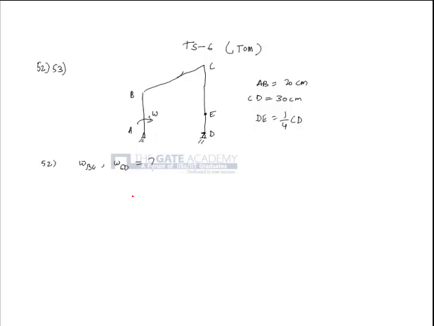Now consider link AB, which moves with fixed axis rotation about A, so the point B will have the velocity something like this. Similarly consider the link CD, D is fixed. So when this moves with some omega CD, point C has a velocity like this. So if you consider link BC, the velocity is like this and the velocity is like this.